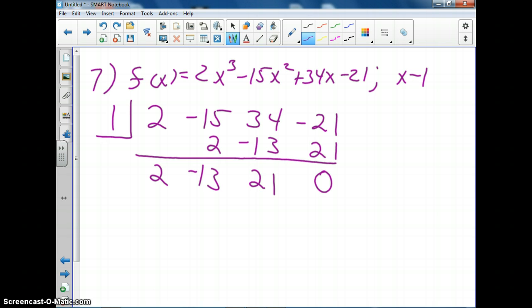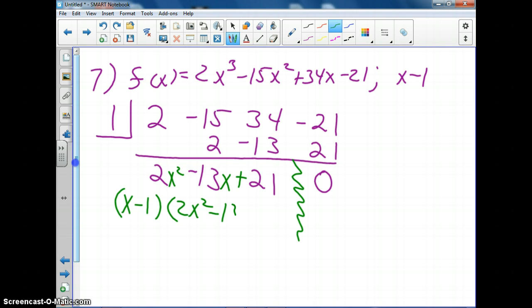What do you do with the remainder? Chop it off, saw it off. What goes here? X. What goes here? X squared. Are we missing anything? Yeah, this should be a plus right there. Very good. Now when I factor this, I get x minus 1 times 2x squared minus 13x plus 21.